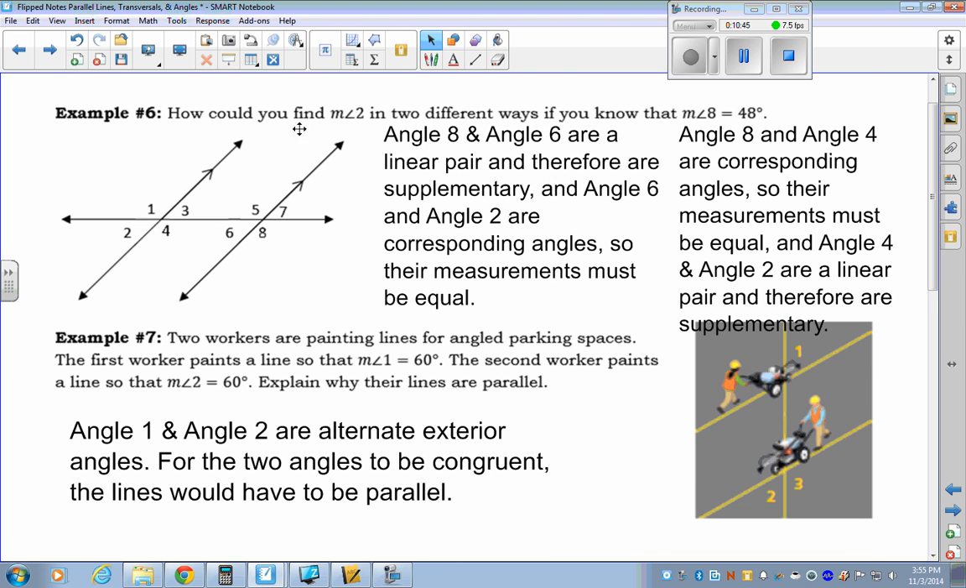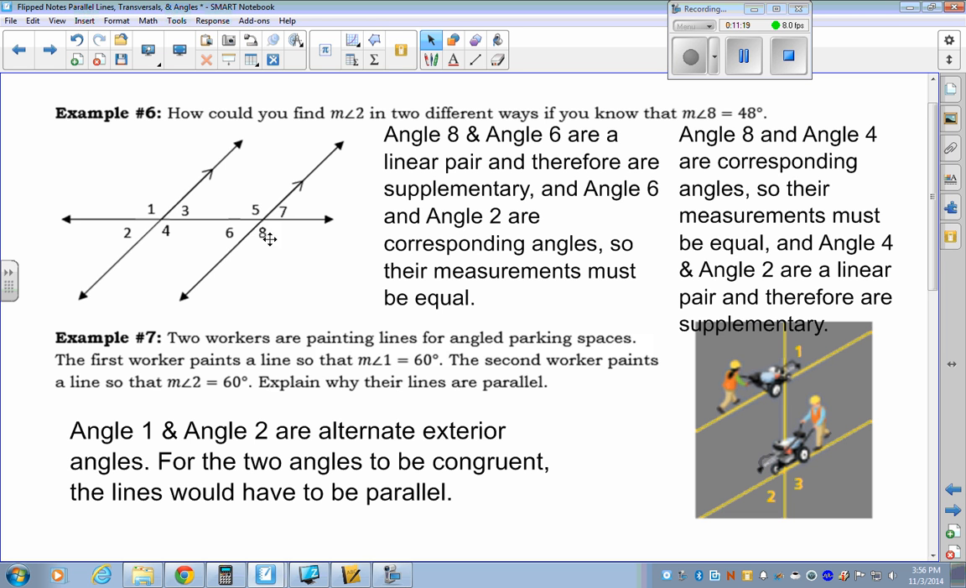Okay, so how would you find the measurement of angle 2 in two different ways? If we know that the measurement of angle 8 is 48, we kind of talked about this, our two lines are marked as being parallel. So we could say that angle 2 must be 180 minus 48 for a couple of different reasons. We could say angle 8 and angle 6 are a linear pair and therefore supplementary. And angle 6 and angle 2 are corresponding, so they must be congruent. So finding angle 6 would help you find angle 2.